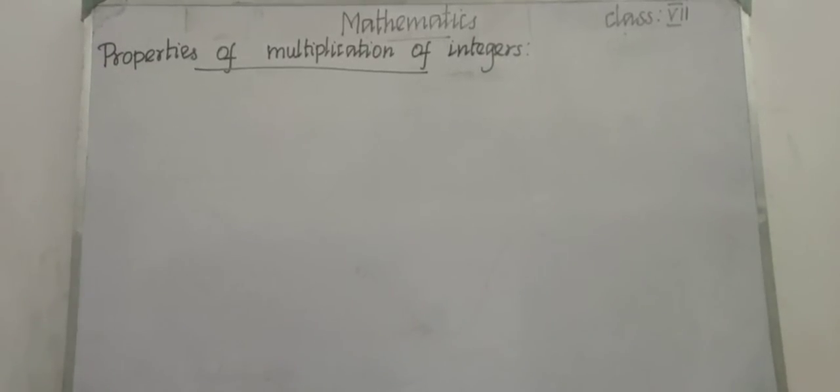So can we recall what we had learnt in the previous class? We had learnt about the properties of multiplication of integers, right? So what are all the properties we had learnt in the previous class? We had learnt about closure property, right?